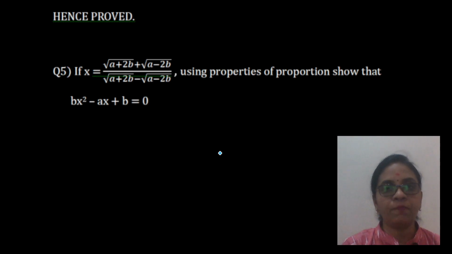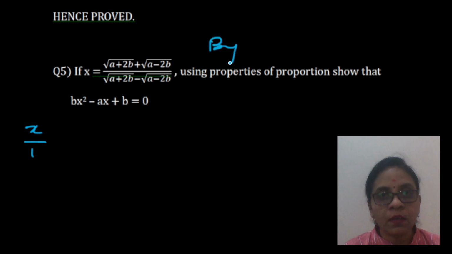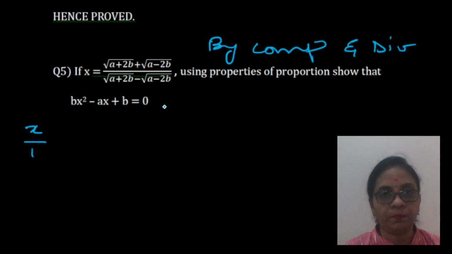Using properties of proportion show that, children, this is really very important. First thing is that when they say using properties of proportion, remember that you have to apply proportion to both sides of the proportion. So x by 1, most children do not write x by 1, so that is the first key step. x by 1 is equal to this. Now when I apply properties of proportion, I will be applying componendo and dividendo.